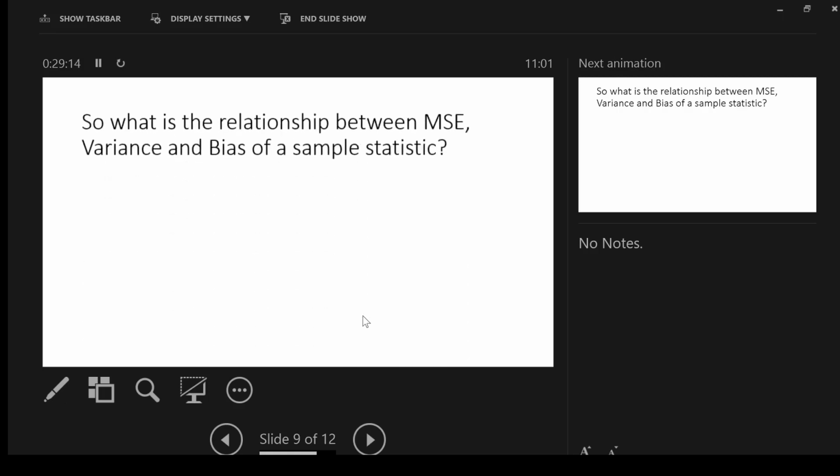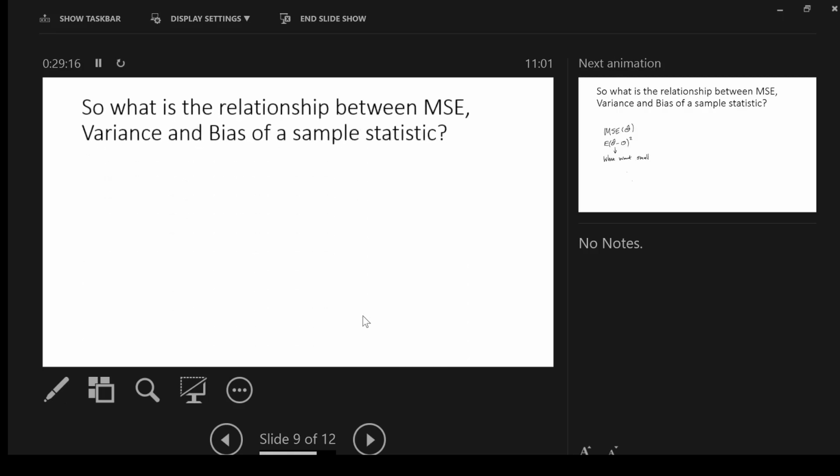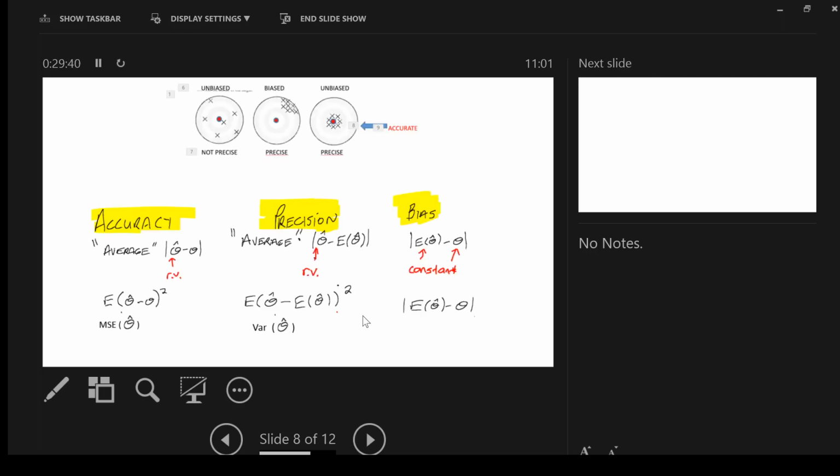Then the next thing is we've spoken about bias, we've spoken about precision, and we've spoken about accuracy. And I said the mean square error will tell you how accurate you are. Your variance of your theta hat will tell you how much they vary. So that tells you about the precision. And your bias tells you whether it's fair or unfair. But there's some relationship between them, as I said in the previous one.